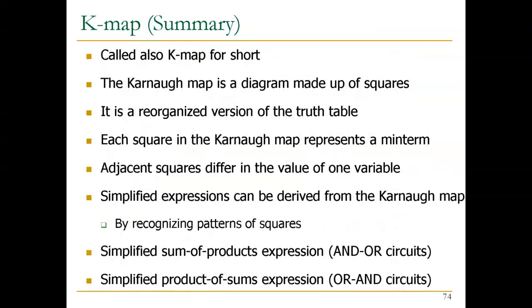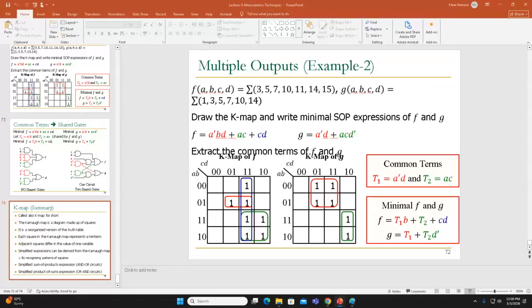Yes. So now what's the summary for KMAP? This lecture is now finished. Lecture number 5, the minimization technique. It's also called KMAP for short. The KMAP is a diagram made of squares. It is a reorganized version of the truth table. Each square in the KMAP represents a minterm. Adjacent squares differ in only one variable because we are using the Gray code. And a simplified expression can be derived from the KMAP by recognizing the pattern of squares. We can have a group of 1, 2, 4, 8 or 16 squares, and so forth. If you want to find a simplified SOP expression, we are using AND-OR circuits, and for a simplified POS expression, OR-AND circuits. Any question? Any question? Okay.